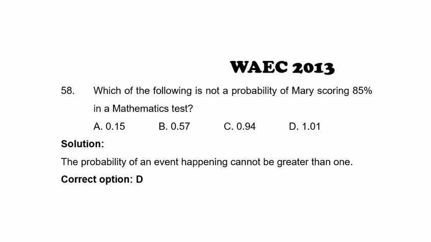Example 58. Which of the following is not a probability of Mary scoring 85% in a mathematics test? Solution: the probability of an event happening cannot be greater than 1. So D is the correct result. In probability problems, the range of solution is between 0 and 1. It cannot be less than 0 and it cannot be greater than 1.